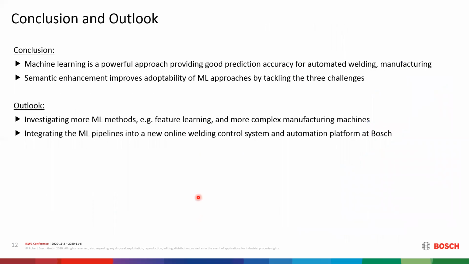Let us conclude. Machine learning is a powerful approach that can provide good prediction accuracy for automated welding and also for manufacturing. Semantic enhancement improves adaptability of machine learning approaches by tackling the three challenges. In the future, we will investigate more machine learning methods, for example, feature learning, and more complex manufacturing machines.